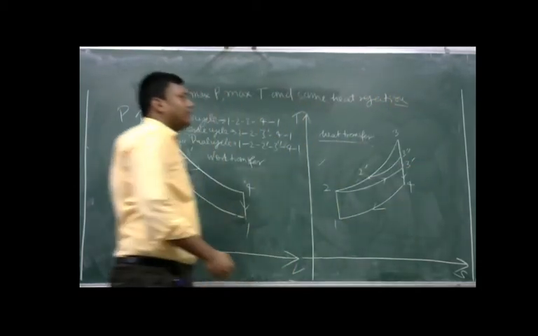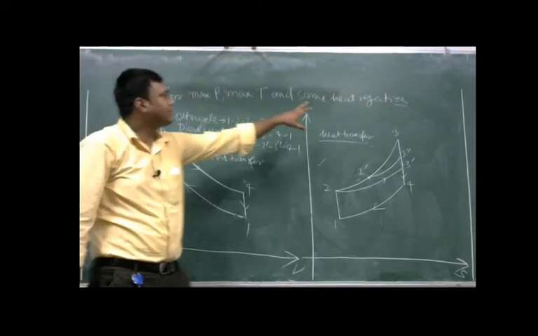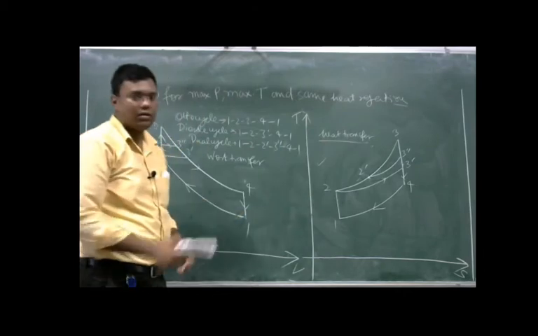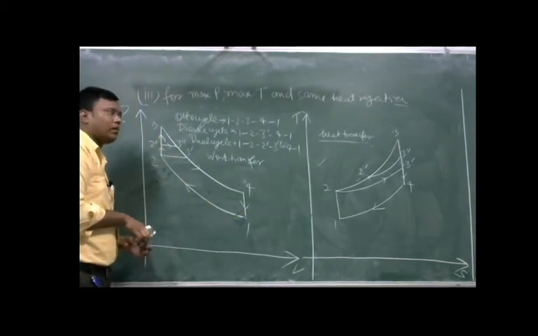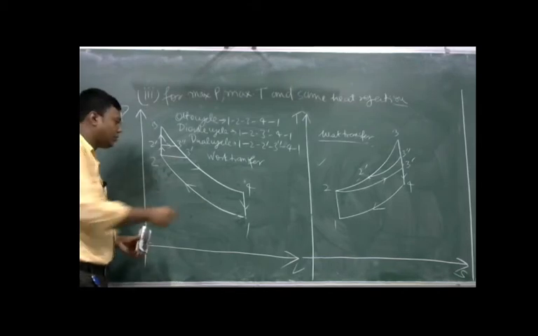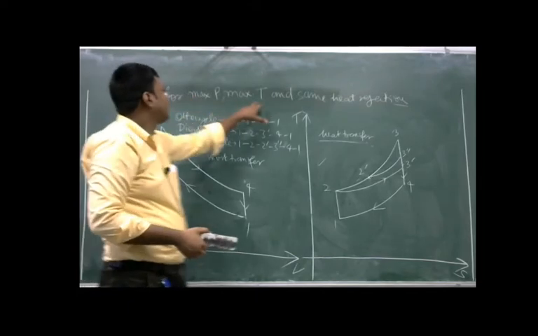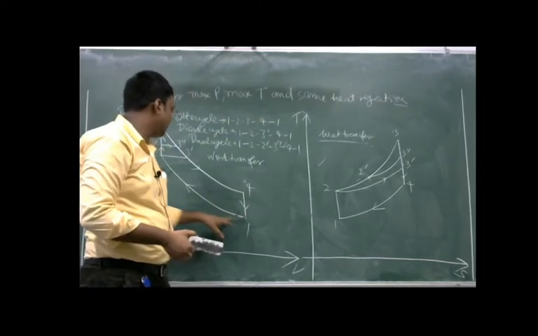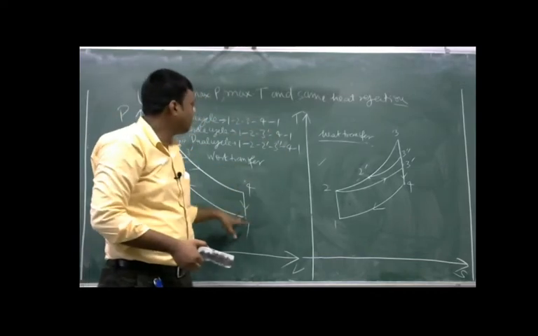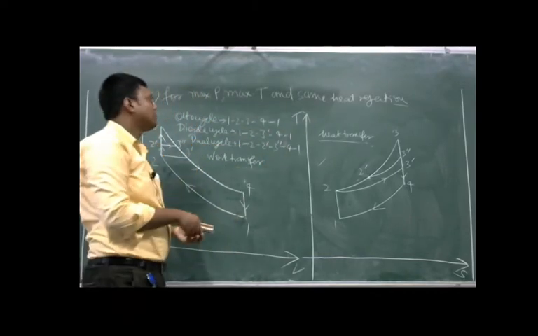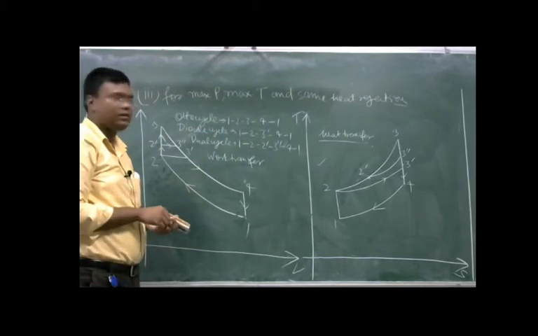Now in this condition we have to keep pressure and temperature maximum and heat rejection will again remain the same. Now we need not keep the compression ratio the same, but pressure and temperature will be maximum. In place of the same compression ratio we have to keep pressure and temperature maximum and heat rejection 4 to 1 will be the same. So first draw the PV and TS diagram for this condition. Then only we can decide.